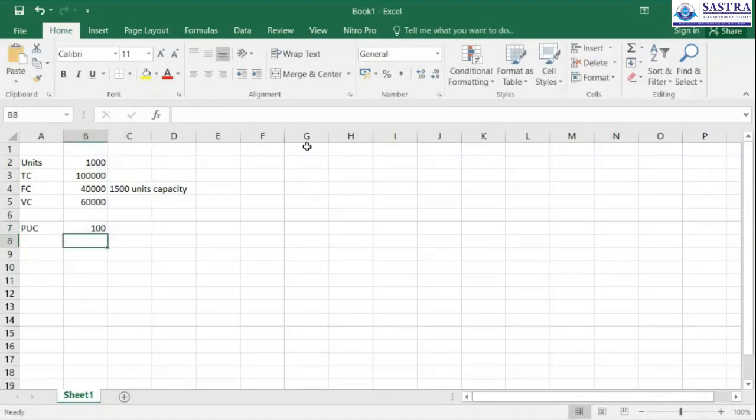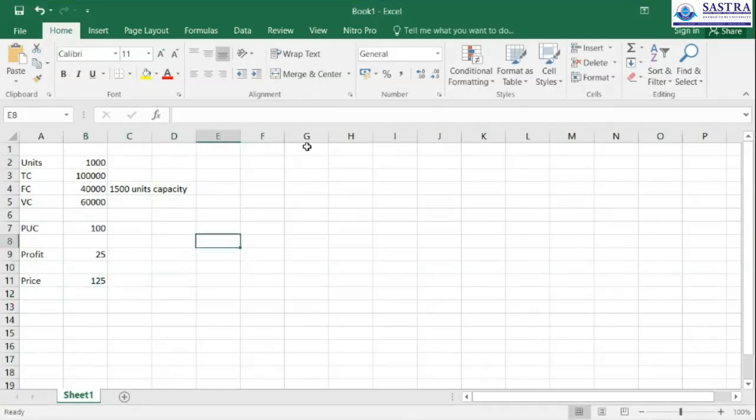If I add a profit of 25%, I get 125 rupees, and I will sell the product at that price. 25 rupees is the profit, and the price at which the product is going to be sold in the market is 125 rupees.